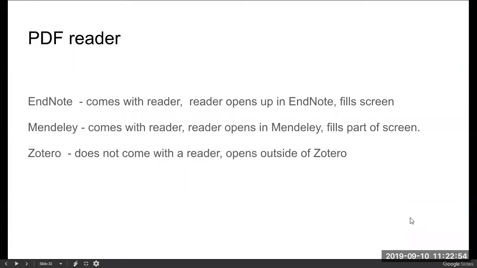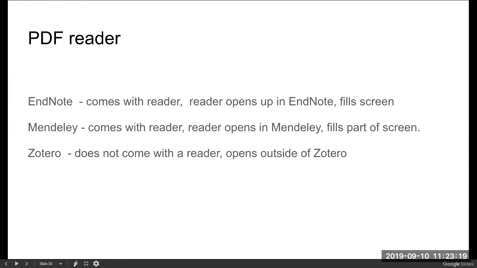PDF reader. Endnote comes with a PDF reader. Mendeley comes with what I think is a super PDF reader. Zotero uses whatever PDF reader you have on your machine. The library upgraded Adobe Acrobat or whatever it is. So now I kind of like the PDF reader we have. It works really well. So I'm happier now with our PDF reader with Zotero than I was before.